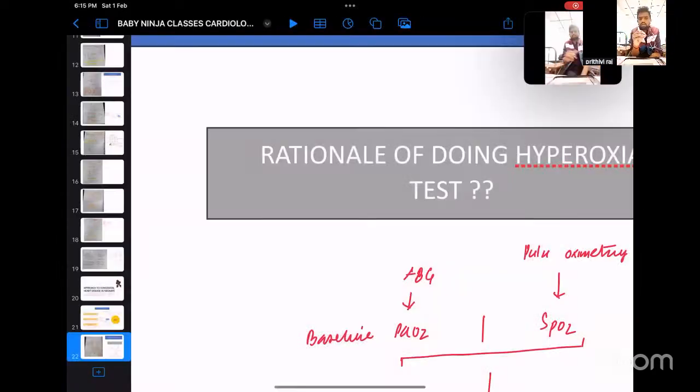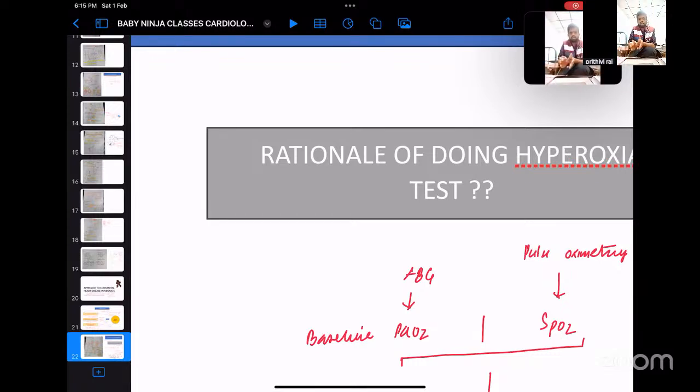The hyperoxia test. When you have a ductus dependent circulation, what is meant by it? As you know, our circulation is a series circulation. You have a systemic circulation and a pulmonary circulation, right? These two circulations have to get blood from their respective chambers. Systemic circulation gets blood from the left ventricle, that is the left heart, and pulmonary circulation gets blood from the right ventricle. So whenever there is some defect in this pathway, there must be some alternate pathway which the body tries to use so that the circulation is established.